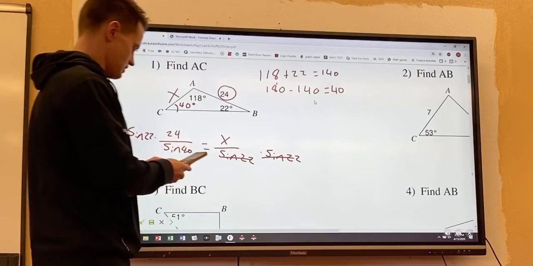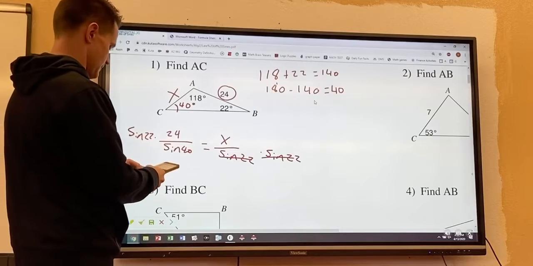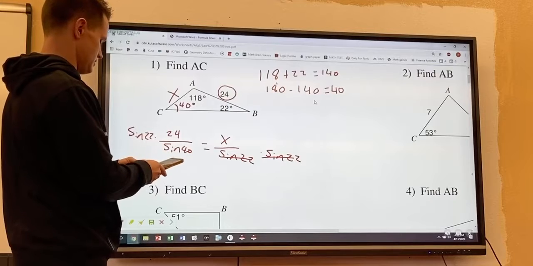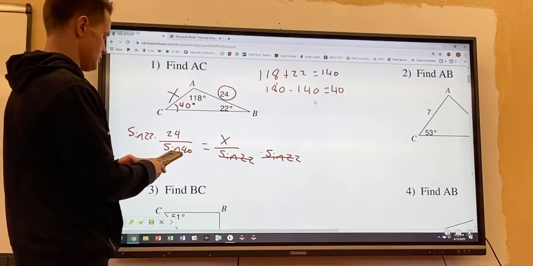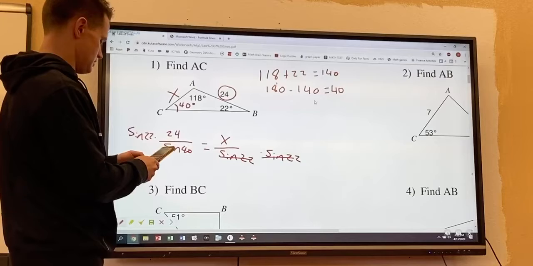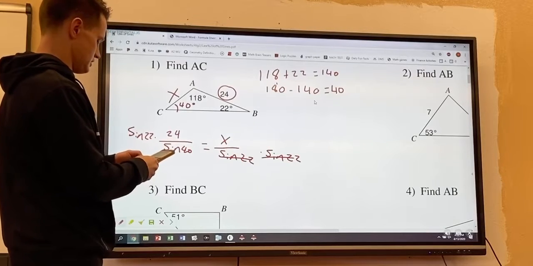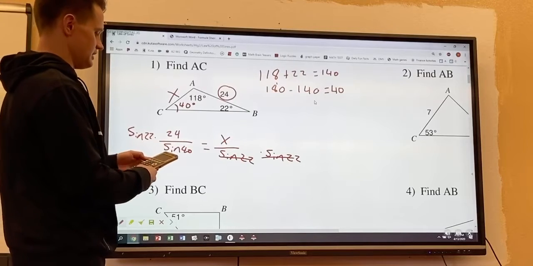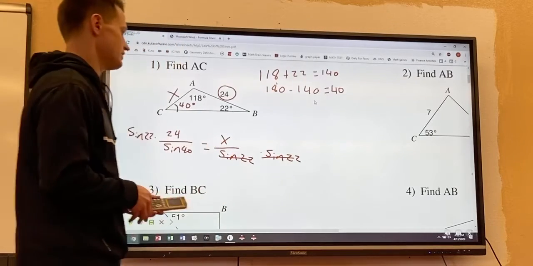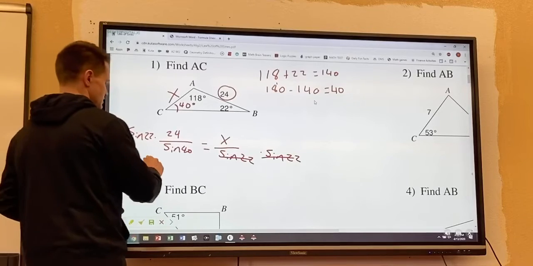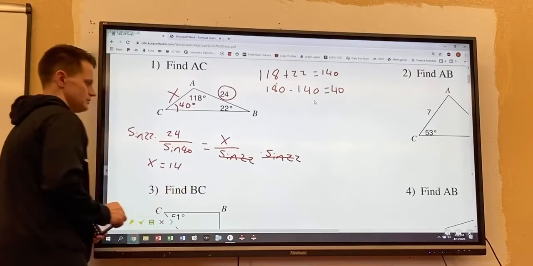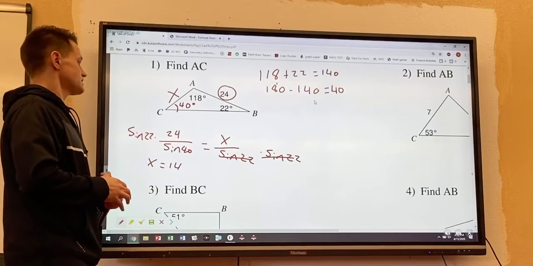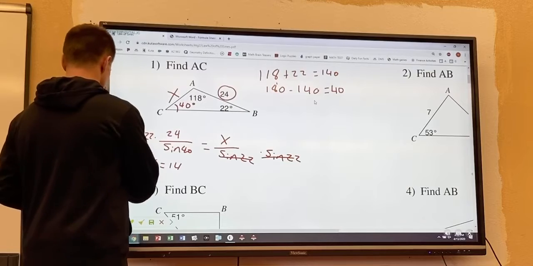So sine of 22 times 24 divided by the sine of 40. Oops, I am in radians. Change that to degrees and do it again. And it is 13.98, which would round up to 14. So x would be equal to 14. I'll show another example here in just a second. Hopefully this makes sense. Let me go back really quick.